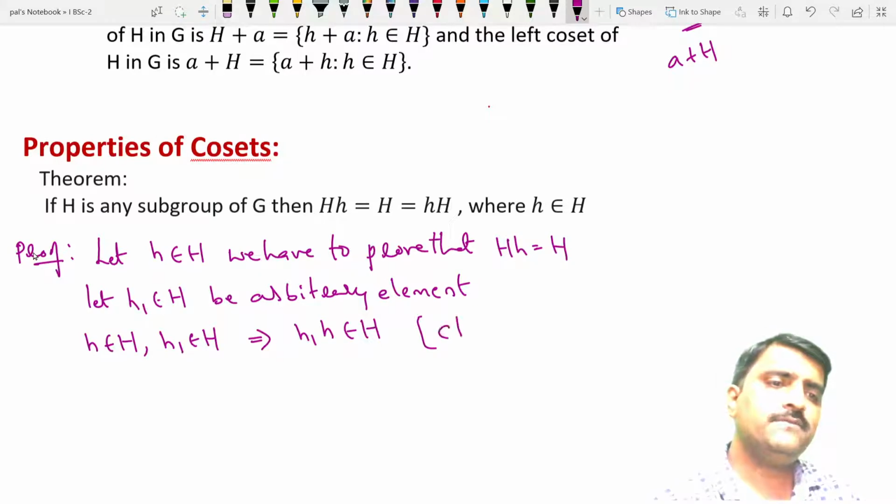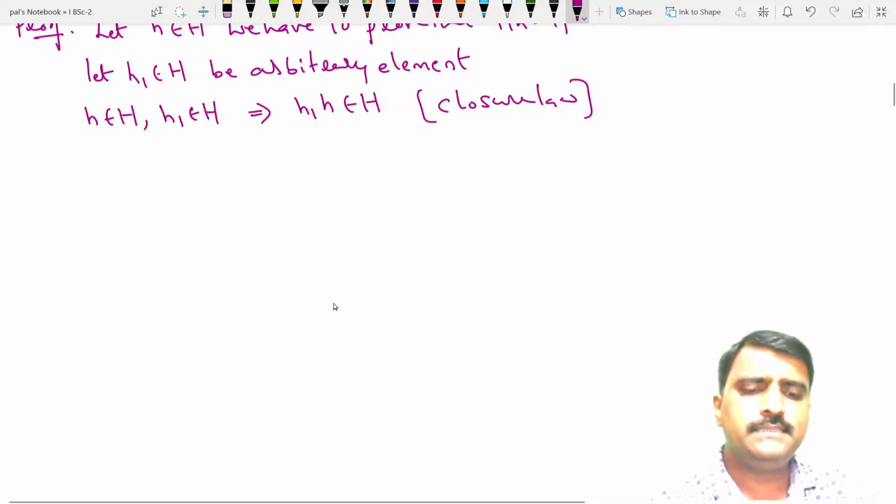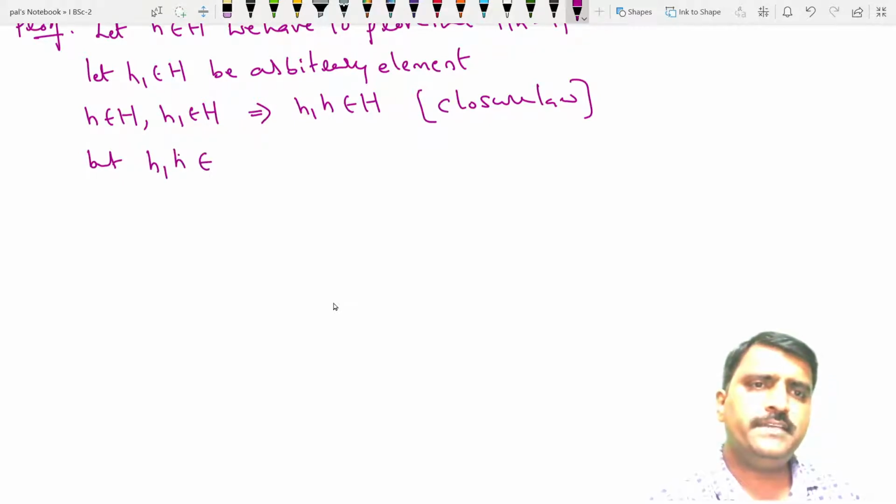because of the closure property. What does the closure property say? If you take two elements from H and operate them, the result stays in H, because H is a subgroup of G. So h1 into h belongs to H, and it is also an element of this coset.